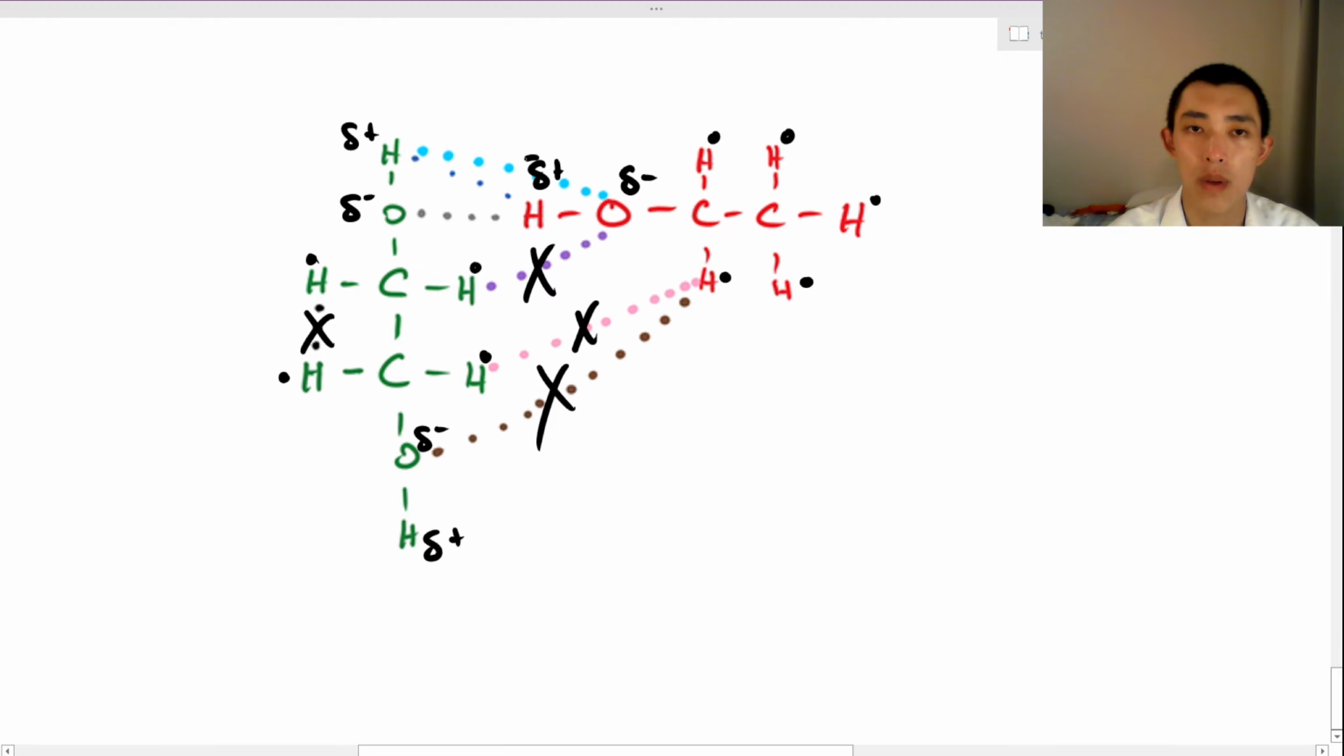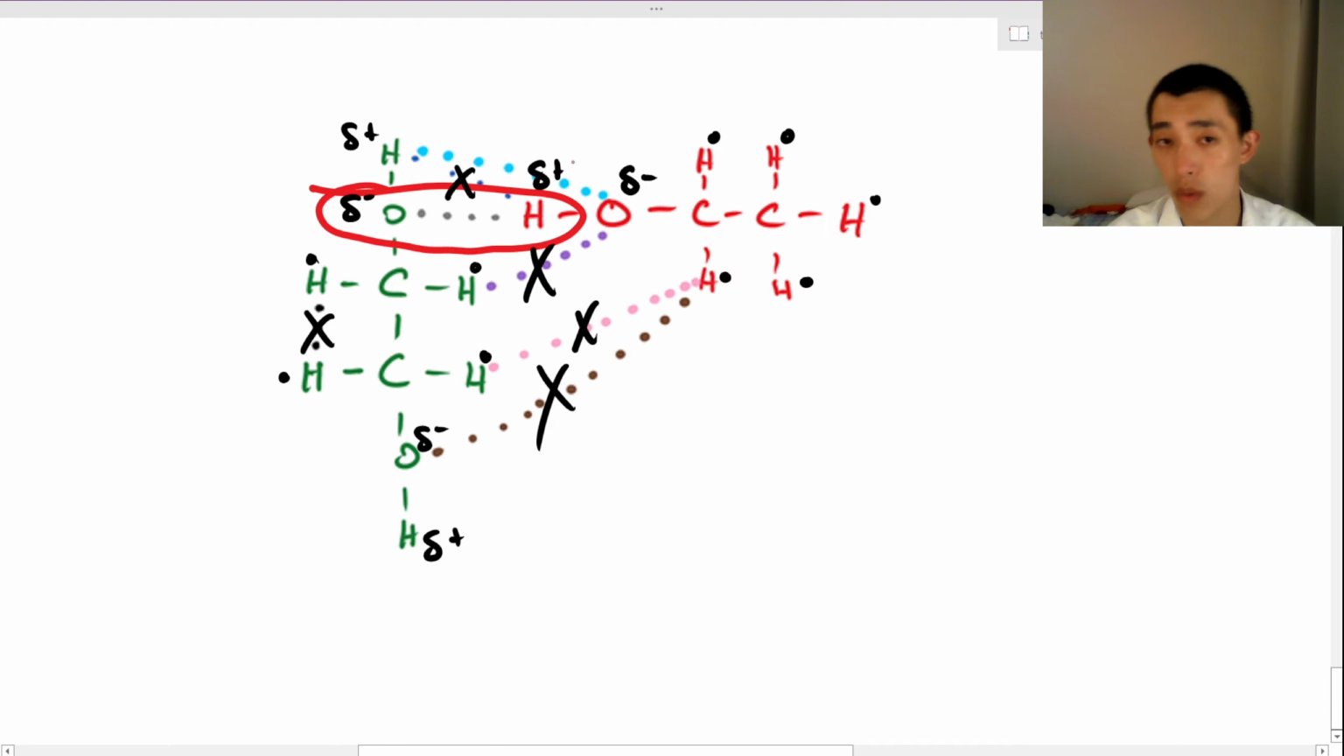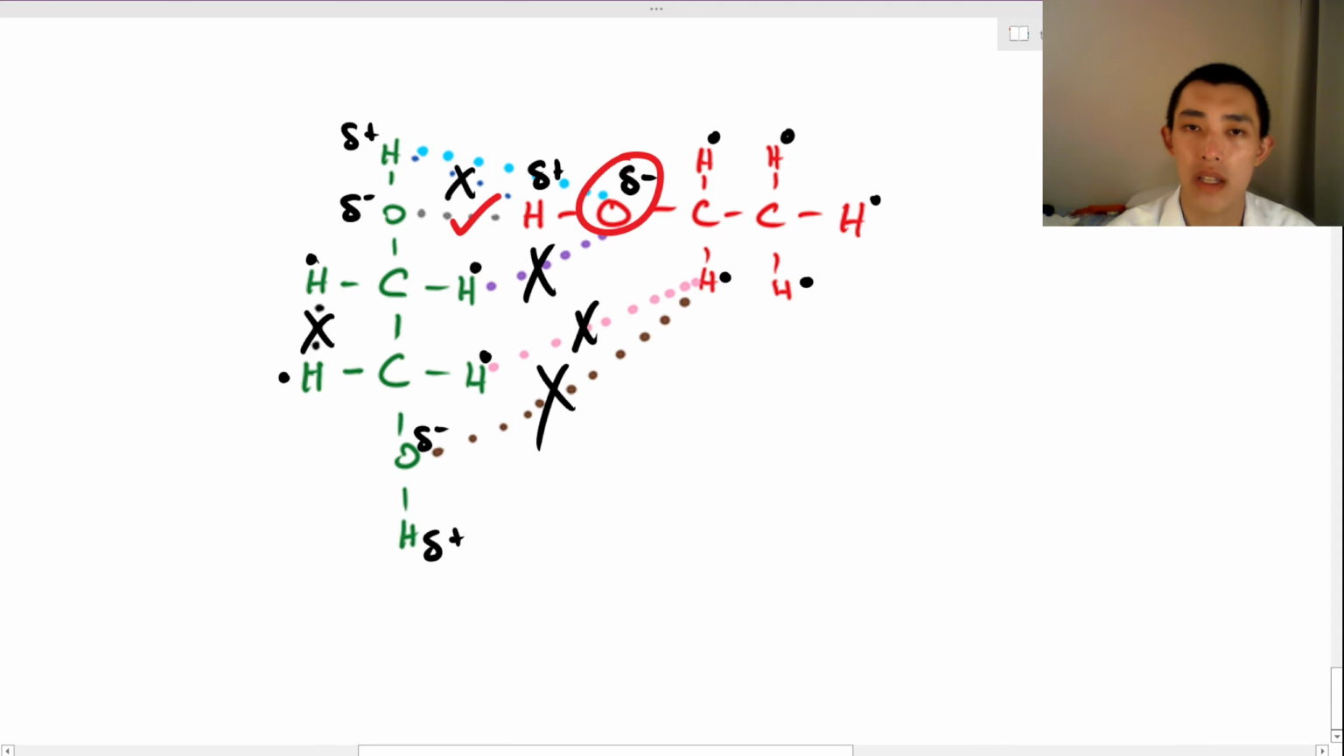Let's have a look at this one, the blue one between these two positive hydrogens. Again, positive, positive, that's not okay. Okay, so we've eliminated all of them besides the grey one and the light blue one. Let's see if these two work. So the grey one is between a partially negative and a partially positive. South and north poles still attract, so that's good. How about the light blue one, between a partially negative and a partially positive? That works. So those are the hydrogen bonds here.